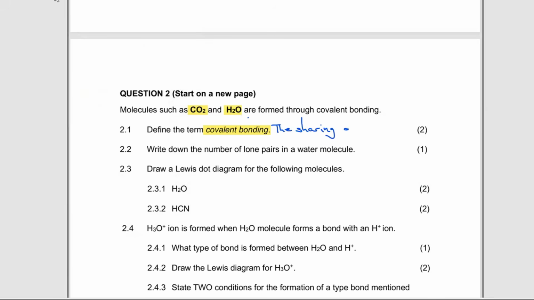The sharing of electrons between atoms to form a molecule.